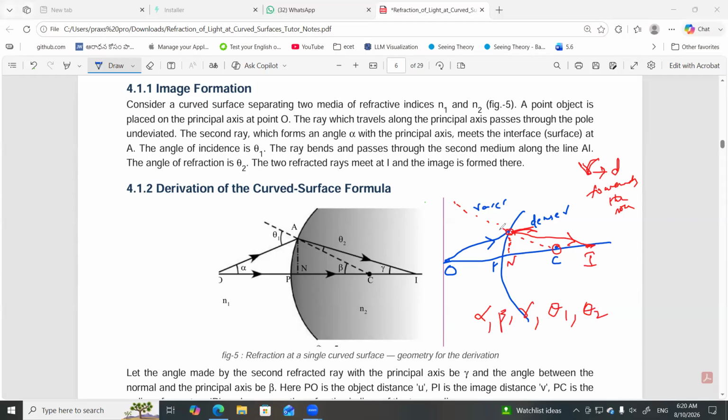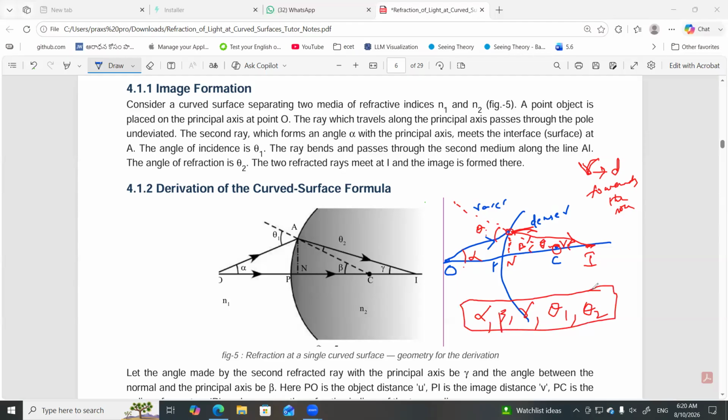You can see that the angle between the incident ray, this one is the incident ray, and the normal is the angle of incidence. And this angle is the angle of refraction. And this is alpha, this is beta, this is gamma. You can see in the picture. These five angles make the difference.